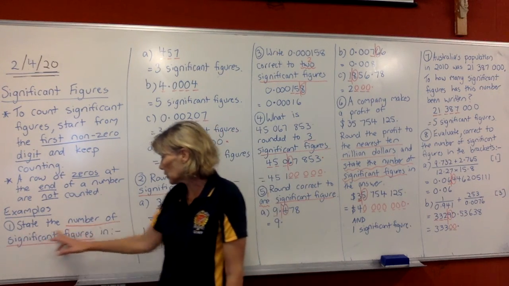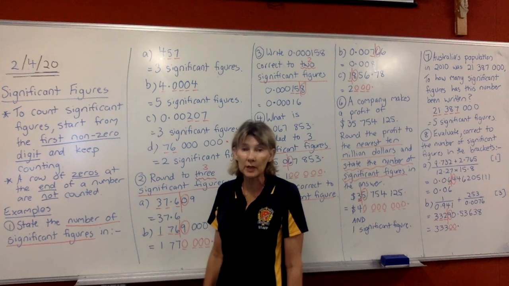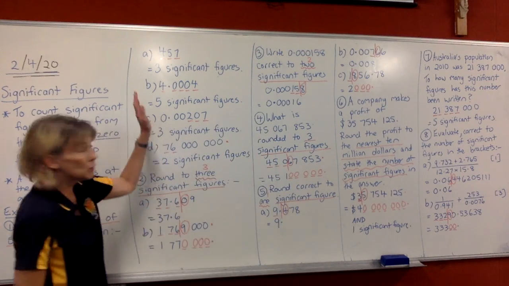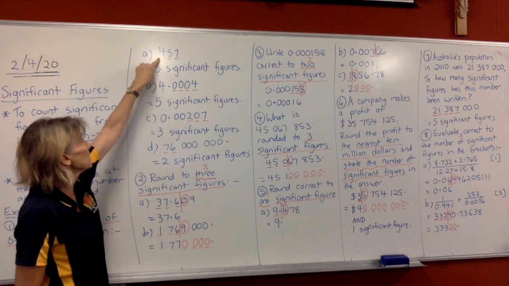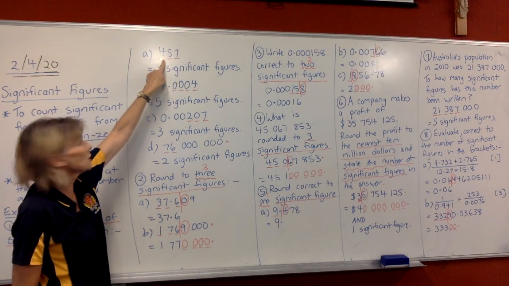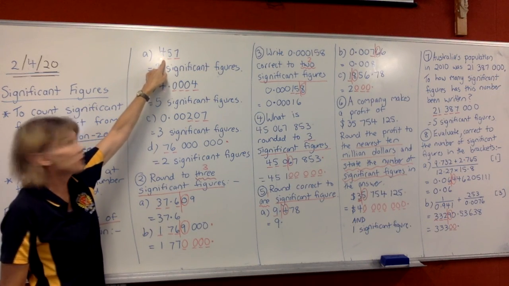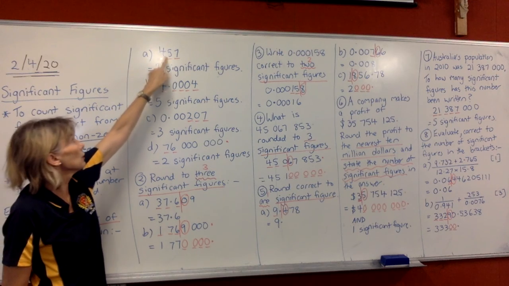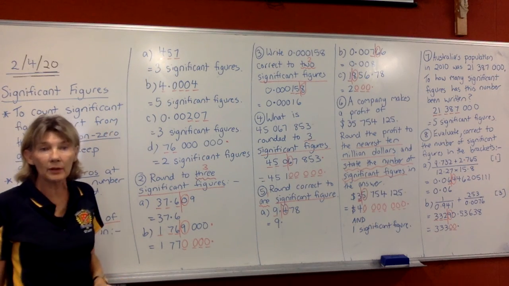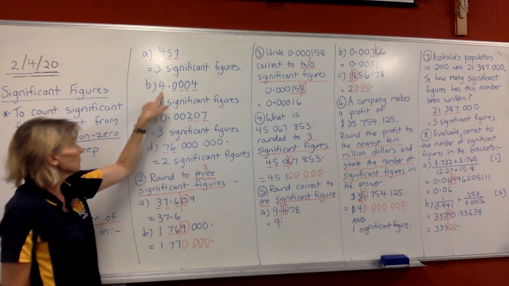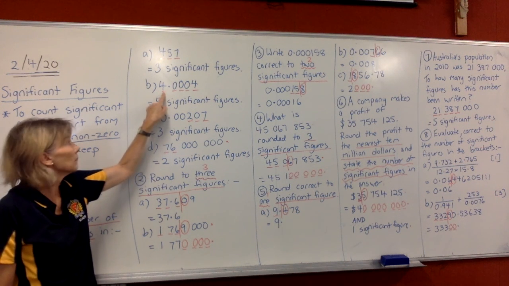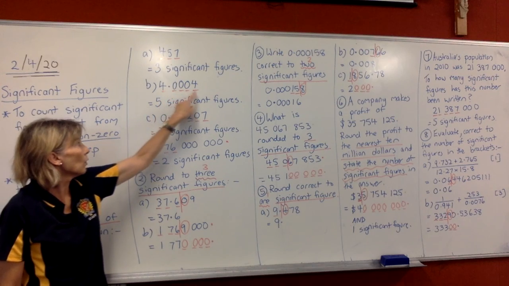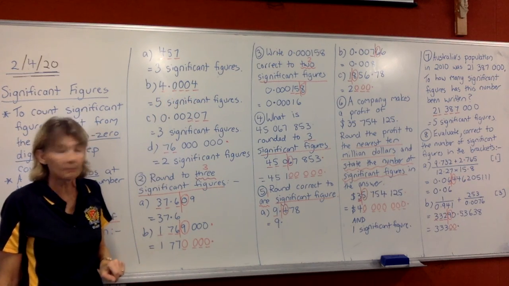Our first question is to state the number of significant figures. You should find these easy. In the first one we have 457. This digit is the first digit, it's not a zero, so we can start counting now. 1, 2, 3. That's 3 significant figures. The next one, the first digit here is not a zero, so we start counting here. 1, 2, 3, 4, 5 significant figures.